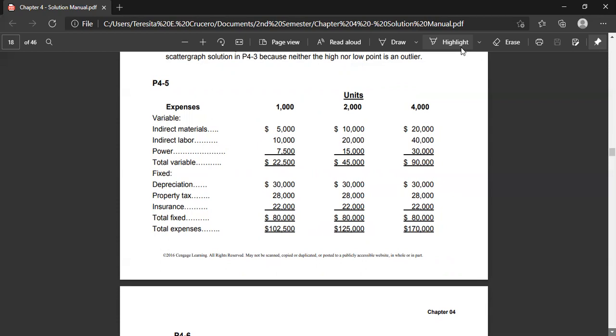So we now begin with the classification of the expenses or cost into fixed or variable. So indirect materials, variable, indirect labor, variable, power for machines, variable, straight line depreciation is fixed, property tax fixed, factory insurance is fixed. So first we begin with the 2,000 units level as provided in the problem.